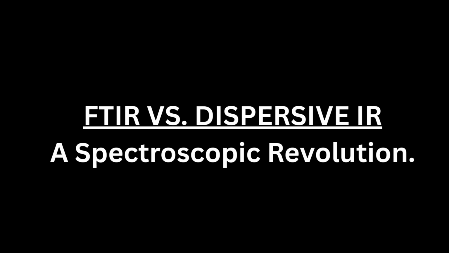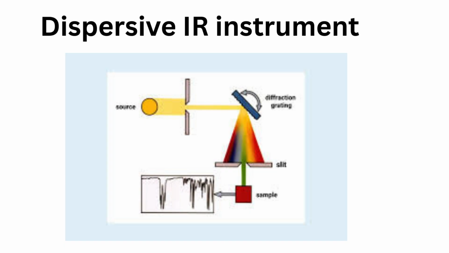Today, we're doing a side-by-side comparison of two fundamental tools in analytical chemistry, Dispersive IR and its modern successor, Fourier Transform IR, or FTIR. This is a perfect example of a technological leap that changed what was possible in the lab. Dispersive IR is the classic approach.